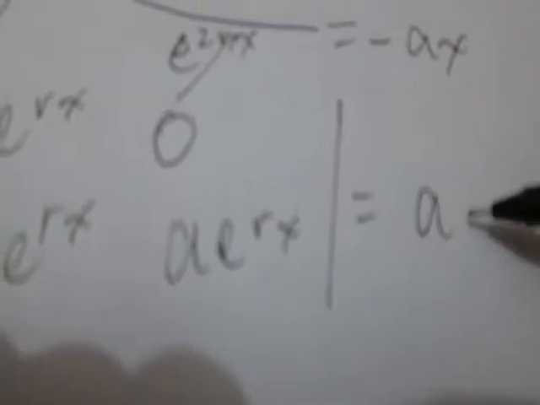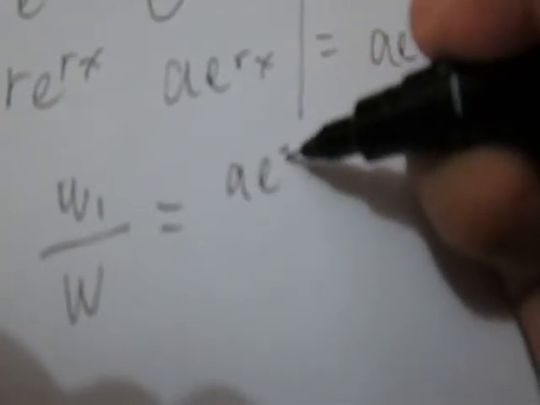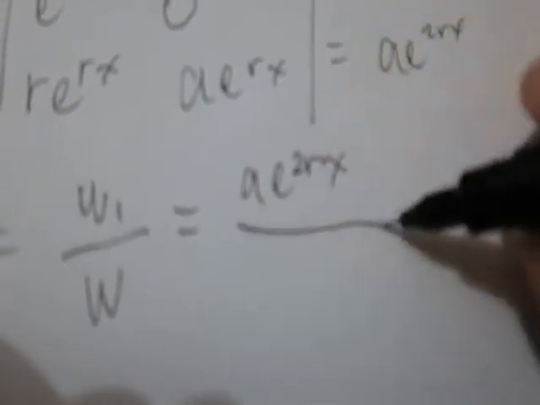And now getting the W2 for our u2 prime, we set our y1 to e to the power of rx, setting the y2 to 0, and the derivative of this is r e to the power of rx, and writing the function a e to the power of rx, we get a e to the power of 2rx, and our u2 prime is W2 over W, so we have a e to the power of 2rx over our W, which is e to the power of 2rx. So we have our u2 prime, which is equal to a.